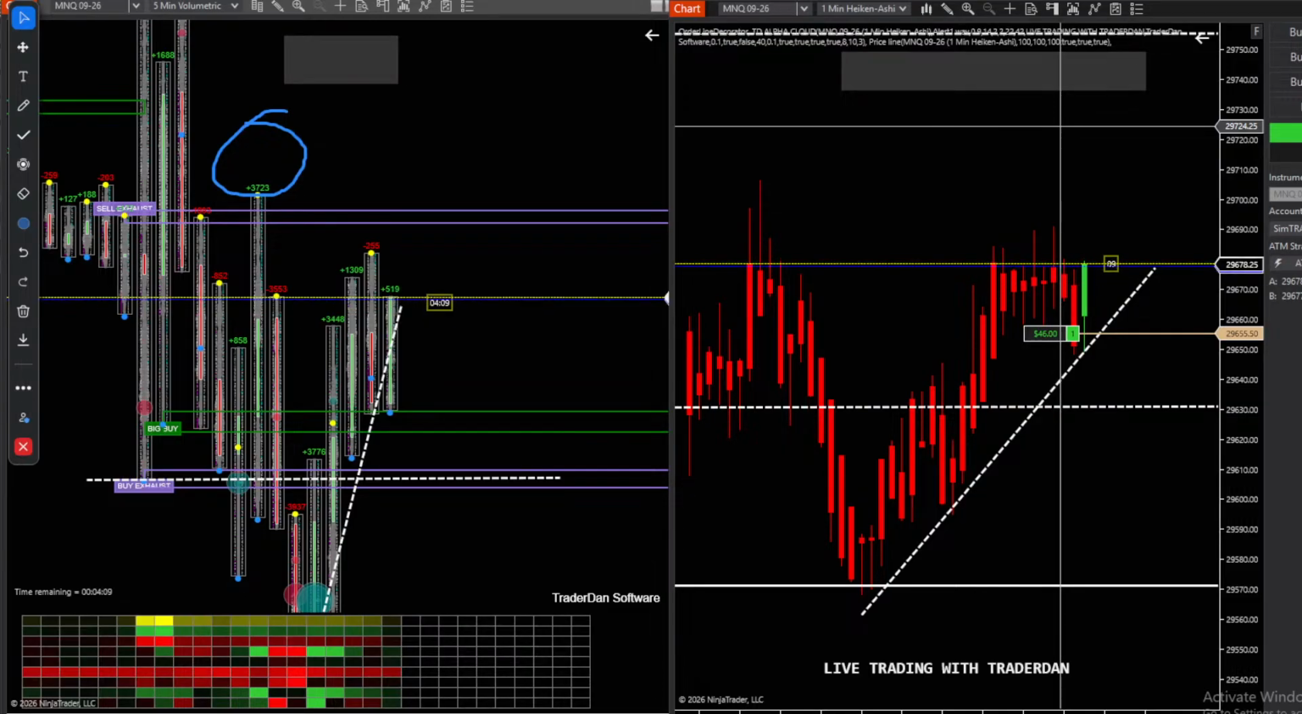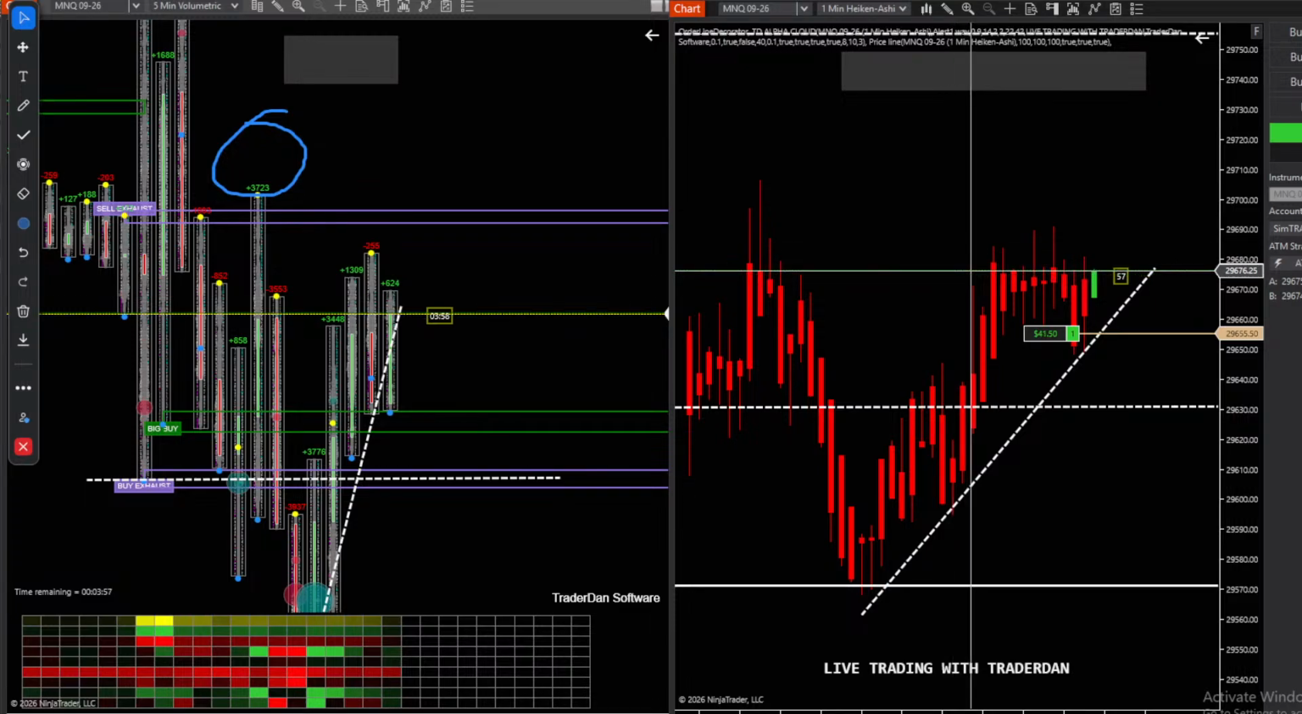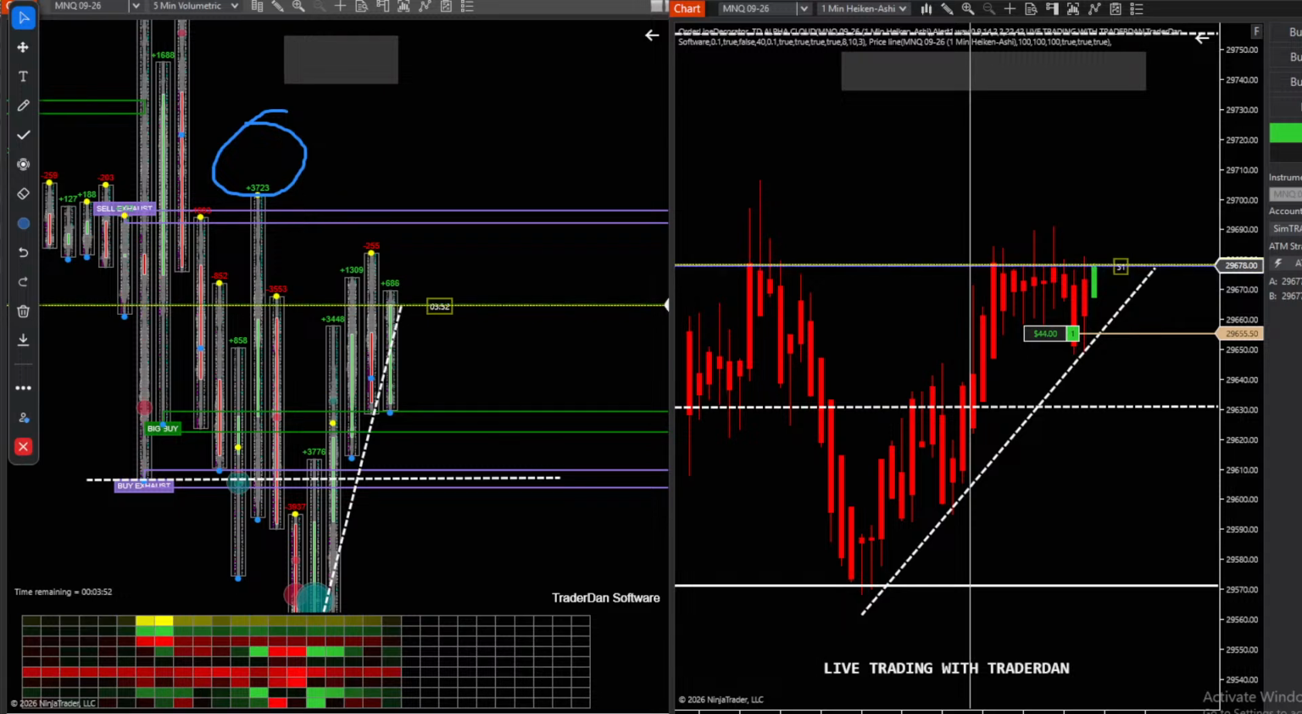Come on, man. Let's go. Now, they just ran everybody's stops. That got real tight. I almost put mine in there, so I would have got taken out. Trying to give it the benefit of the doubt, but we can't get wicked out right here. We got to get above this level, guys. If this is going to go, we got to get above this level. If not, we roll back down.